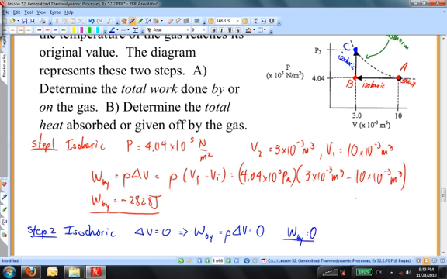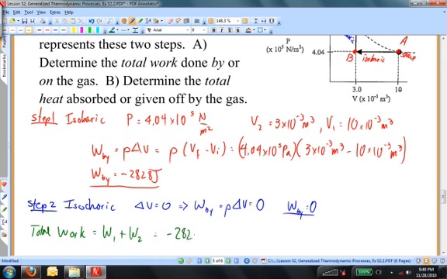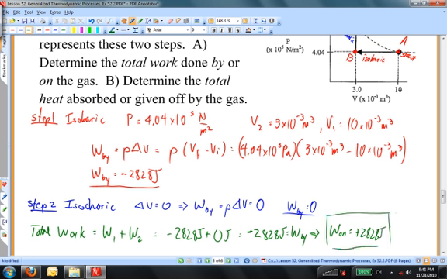So now we want to determine what the total work is that's done by the gas. So I'm going to add those two things together, which is negative 2828 joules, that's the work that's done in step 1, plus 0 joules, which is the work that's done by the gas in step 2. So I get a total of negative 2828 joules. This is the work that's done by the gas, which implies the work that's done on the gas is positive 2828 joules. That's the answer to part A.